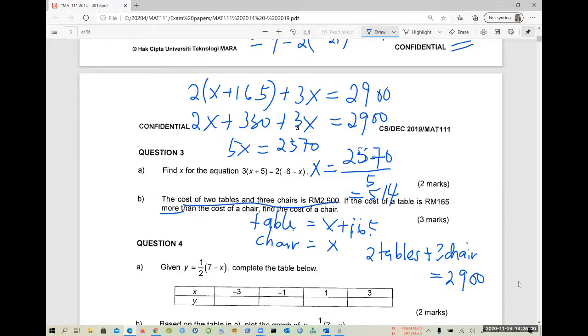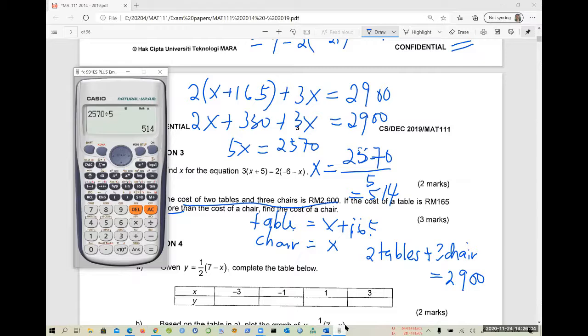while the cost of the table will be 165 more than the chairs. So for the table, you have to add another 165, so you get 679, right? So that is for the linear equations where they give you a situation, and from that particular situation you have to find the unknowns.